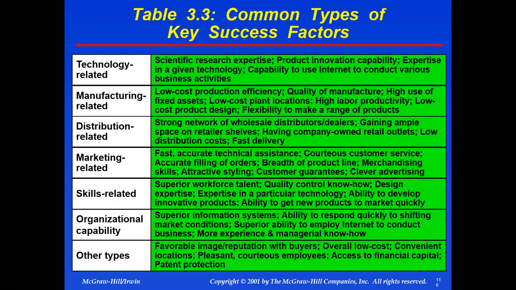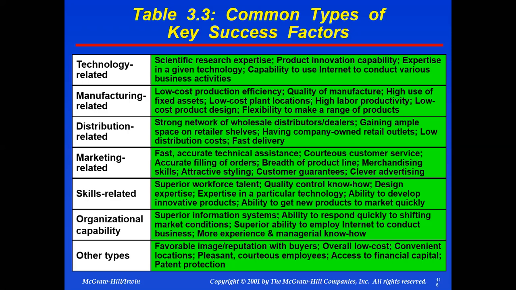When we talk about manufacturing related key success factors: low cost production efficiency, quality of manufacture, high use of fixed assets, low cost plant locations, high labor productivity. These can be the examples of manufacturing related key success factors. When we talk about distribution related key success factors: strong network of wholesale distributors, gaining ample space on retailer shelves. And likewise, when we talk about marketing related key success factors: fast, accurate technical assistance, courteous customer service, accurate filling of orders. These can be the marketing related key success factors.